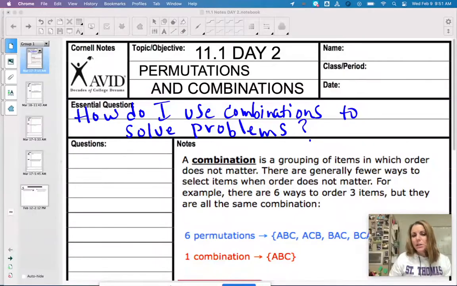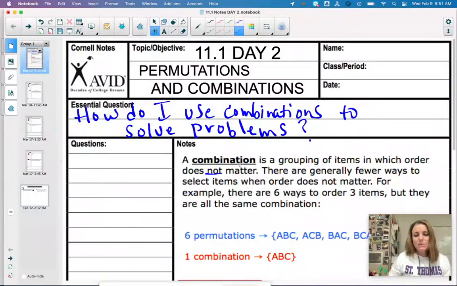A combination is a grouping of items in which order does not matter, whereas yesterday, order did matter. It was a permutation. There are generally fewer ways to select items when order does not matter. For example, there are 6 ways to order 3 items, but they are all the same combination.